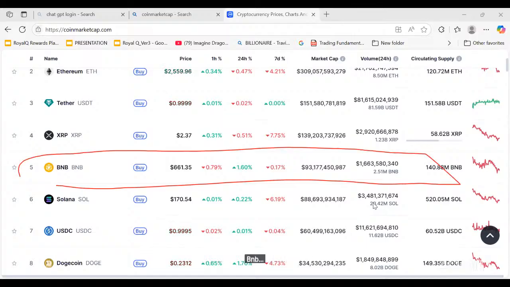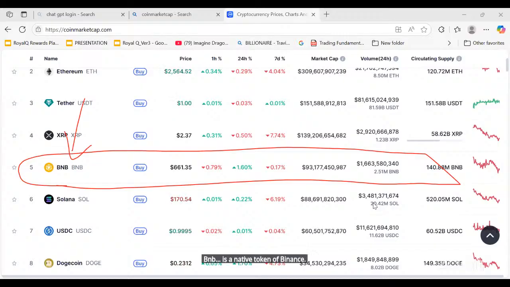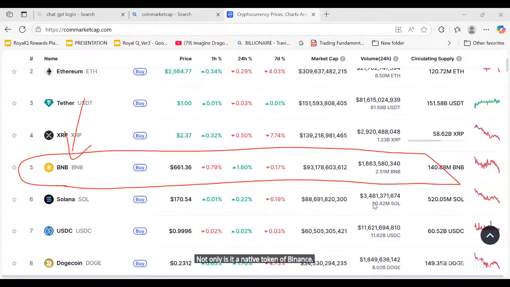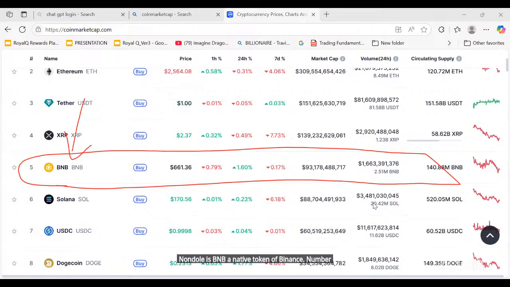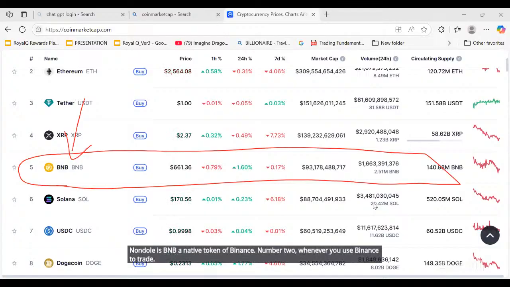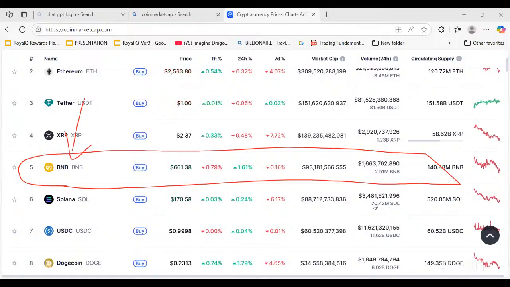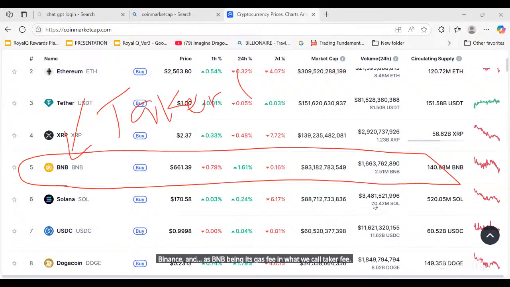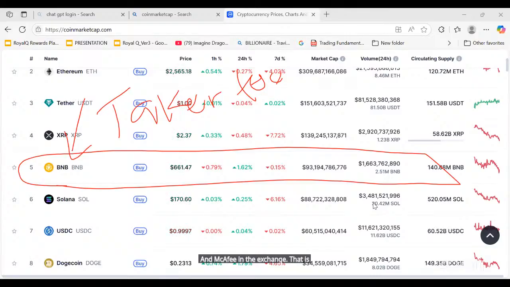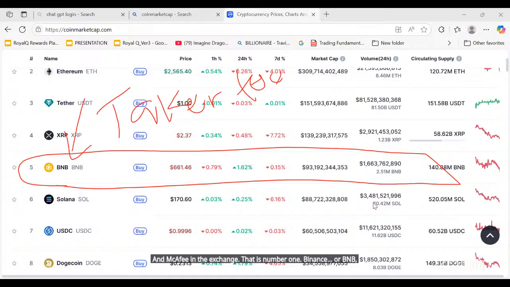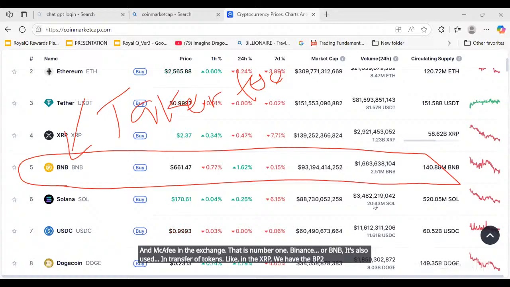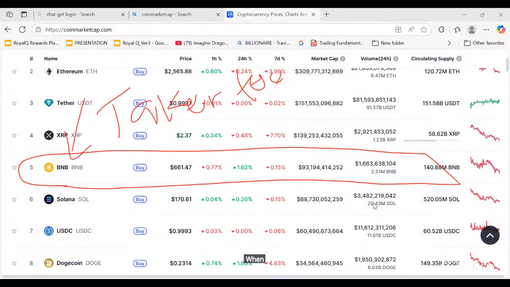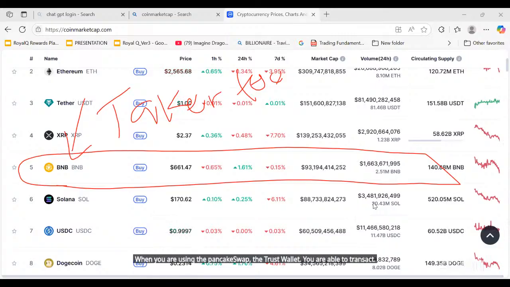BNB is a native token of Binance. Not only is BNB a native token of Binance, number 2, whenever you use Binance to trade, Binance earns as BNB paying its gas fee in what we call taker fee and maker fee in the exchange. That is number 1. BNB is also used in transfer of tokens, like the BEP20 that comes from the Binance Smart Chain Network. When you are using PancakeSwap, the Trust Wallet, you are able to transact in BNB, which means BNB is used every day in trading.